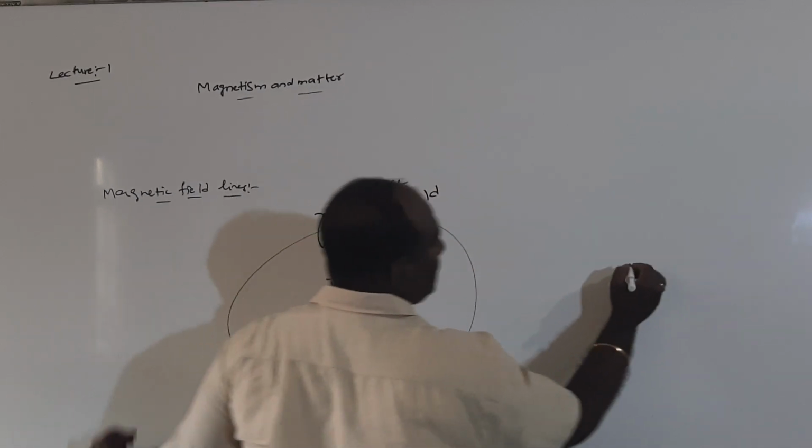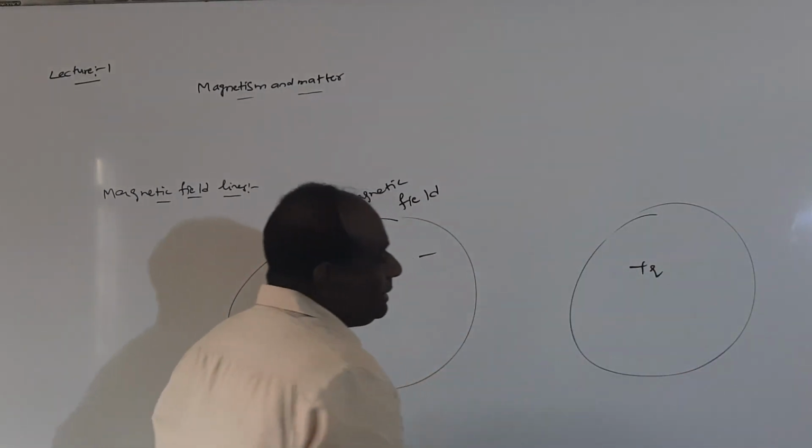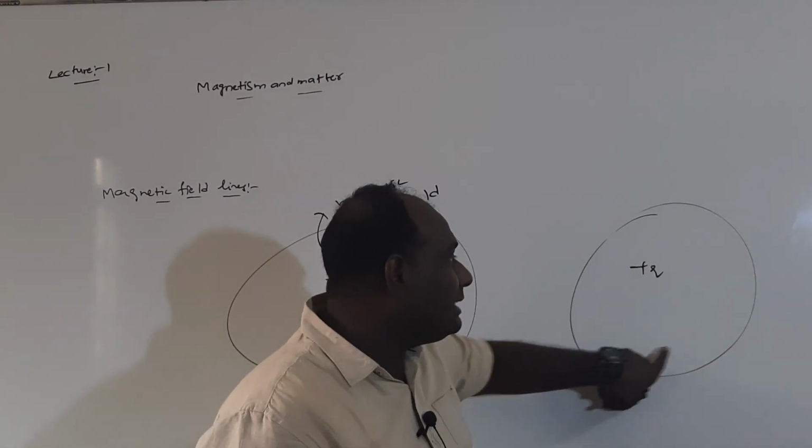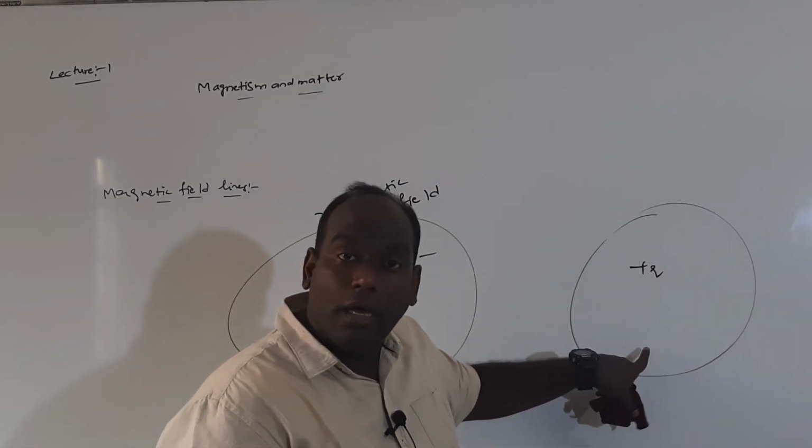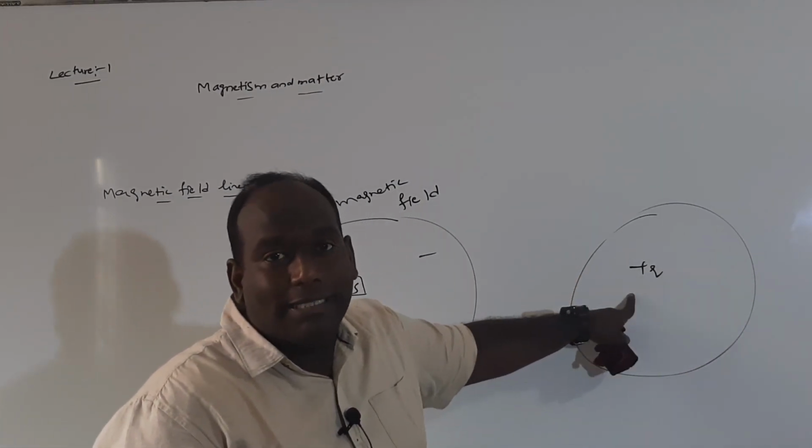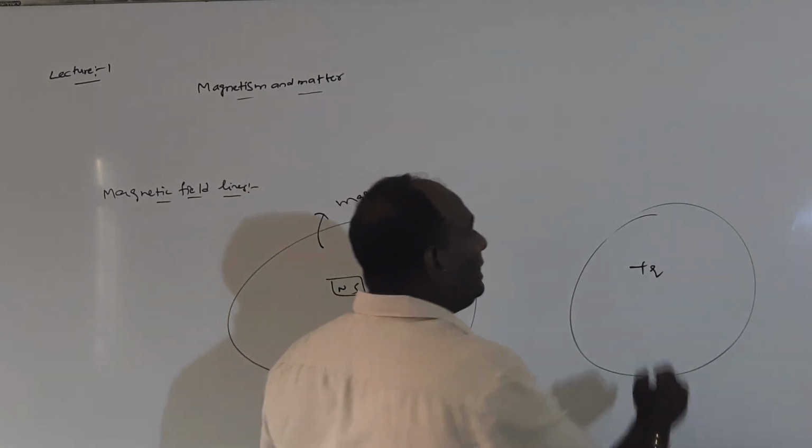So, if you see, this is a charged body, this is plus Q. Around this, if I place any charged body, it experiences a repulsive force or an attractive force. This field is created by charged particles, so this is known as electric field.